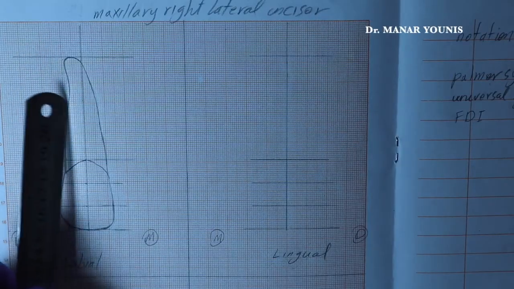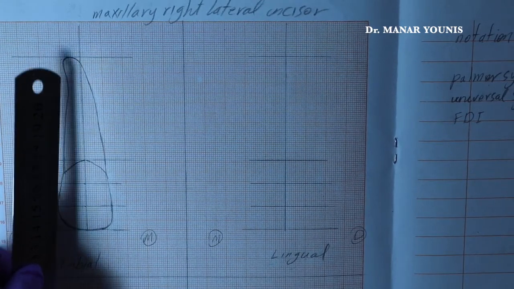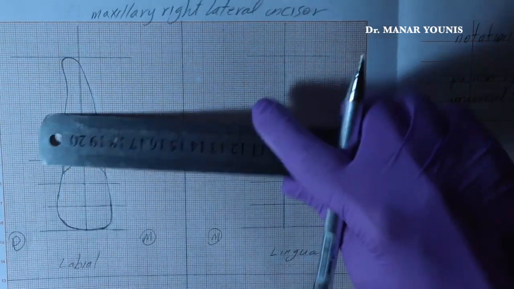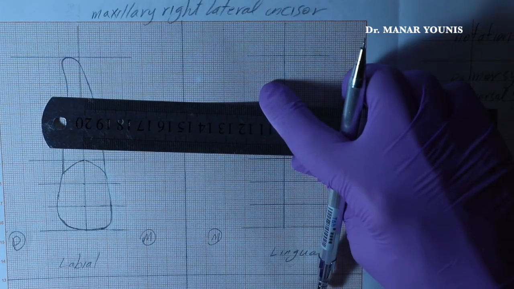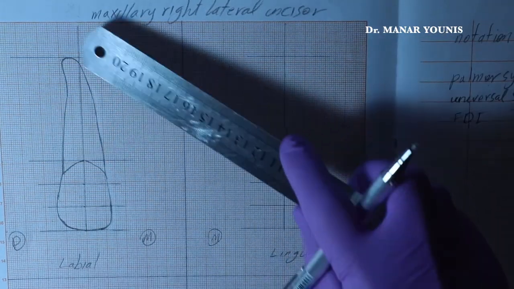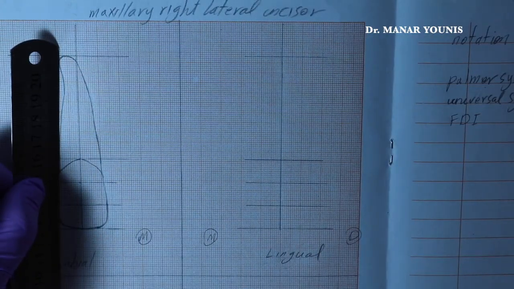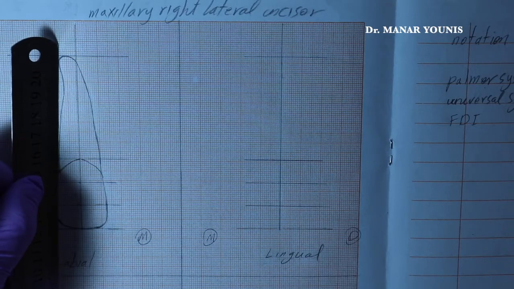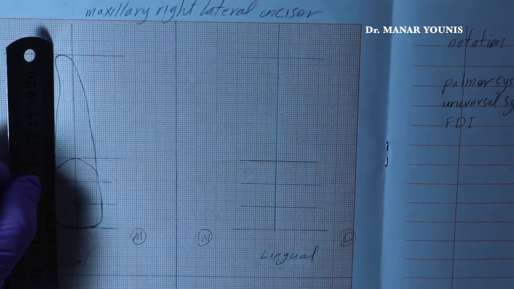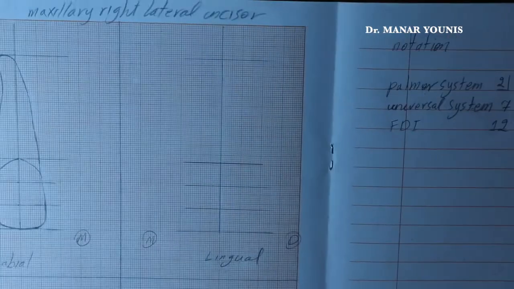Notice that the root apex is quite curved toward the distal. The curvature mainly occurs in the apical third of the root. Most of the tapering occurs in the mesial outline of the root, and the apex of the root, which is curved, is almost in line with the cervix of the crown. Now we move to the lingual aspect.